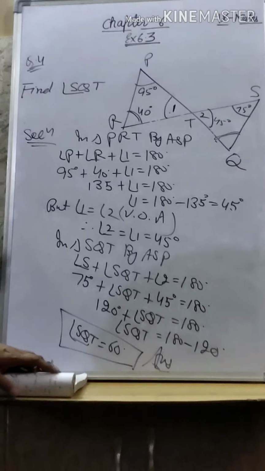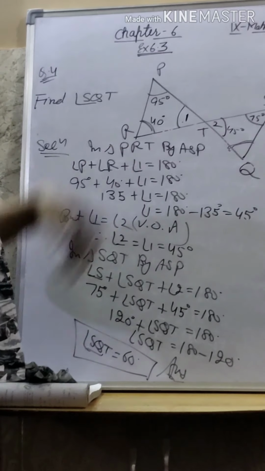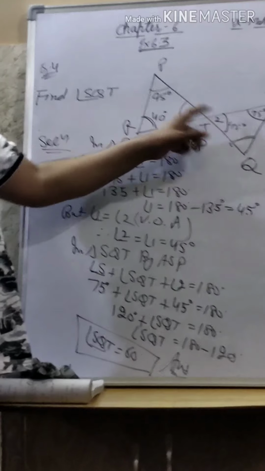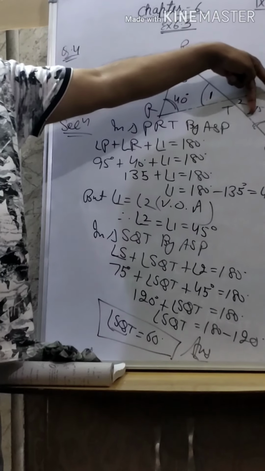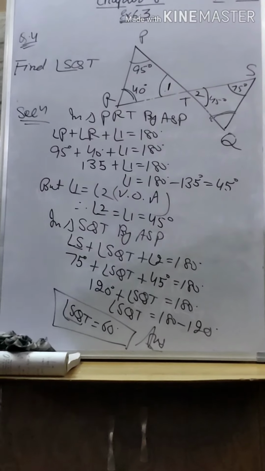So you can revise the question from the figure even. Two angles are given, the third angle by the angle sum property. Angle 1 and angle 2 are vertically opposite. This angle you have got, 45. Now two angles are here, and the third angle you find out by the angle sum property. So from the figure also you can revise.